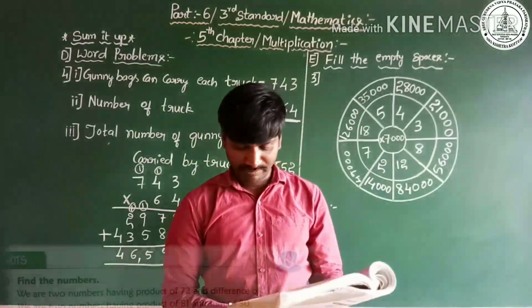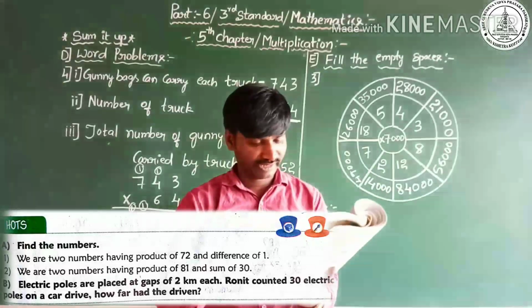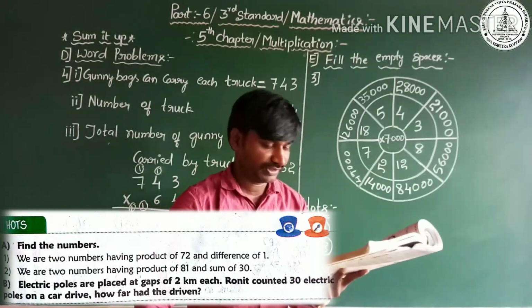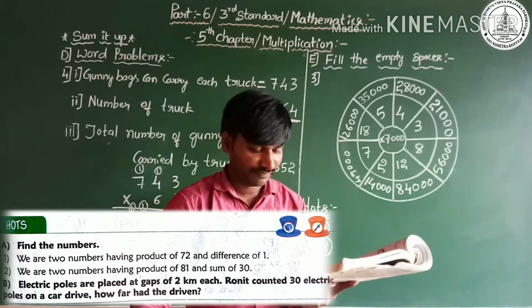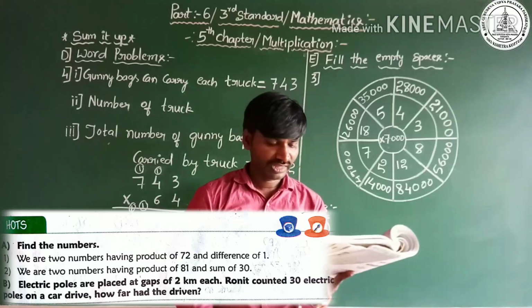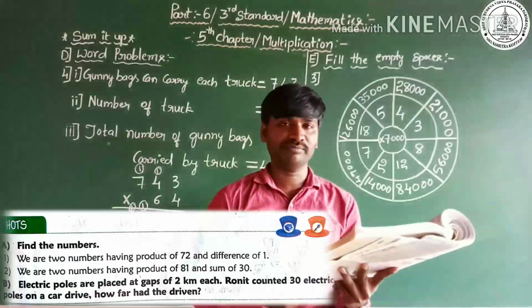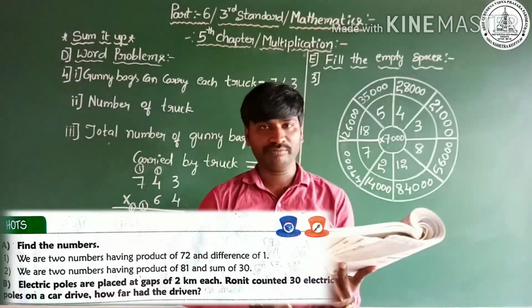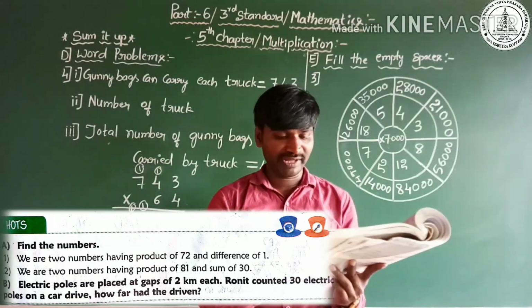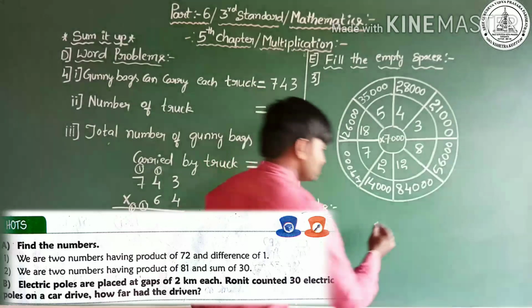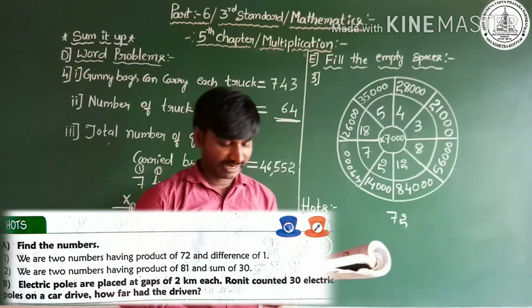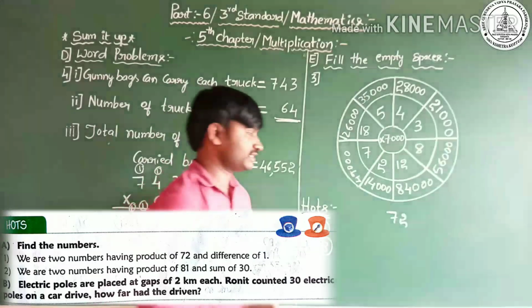See, all of you observe page number 147 in the A main. Find the numbers, hearts. First one: we are 2 numbers having product of 72 and difference of 1. Dear student, the question is, we are 2 numbers. I don't know which numbers. We have 2 numbers with the product of 72. Okay dear student. The next, and difference is 1.